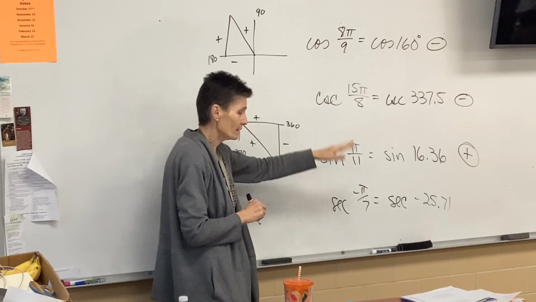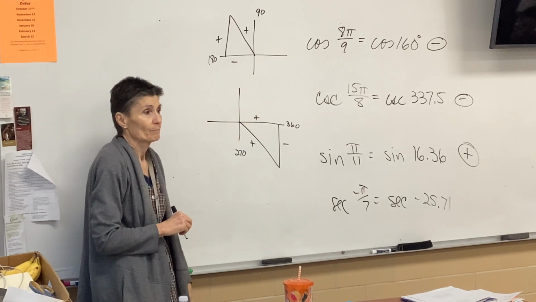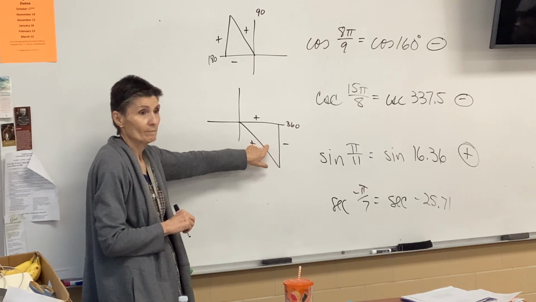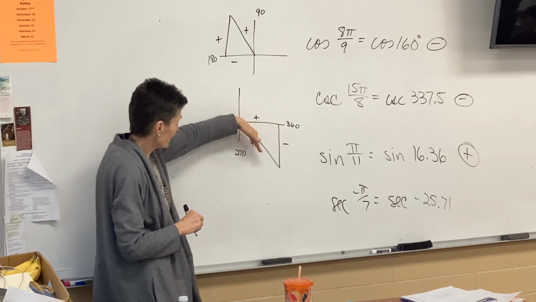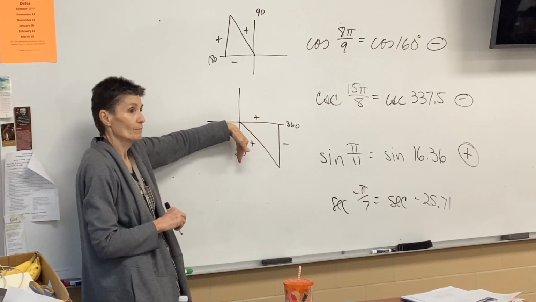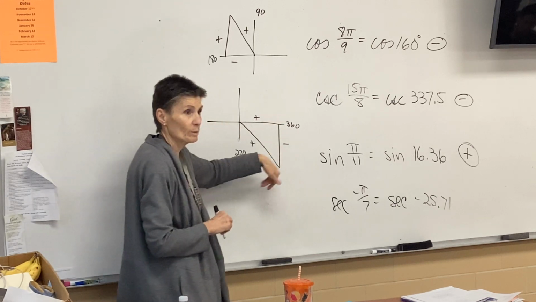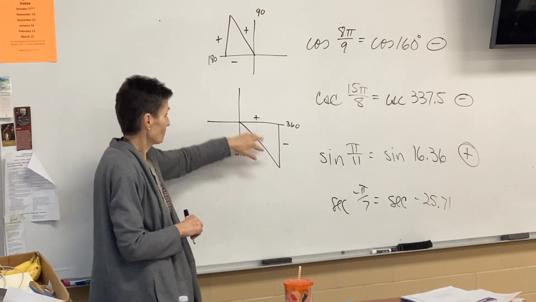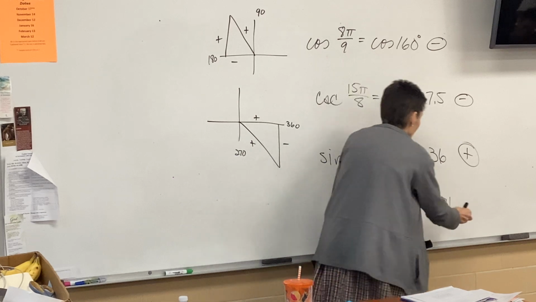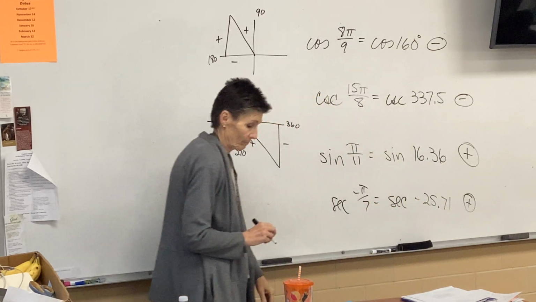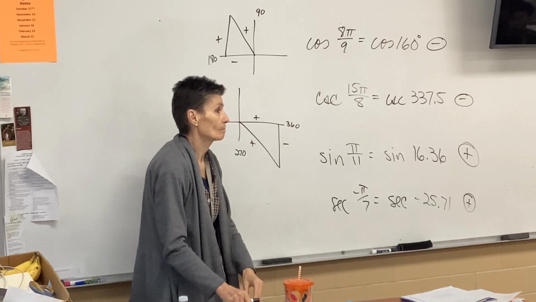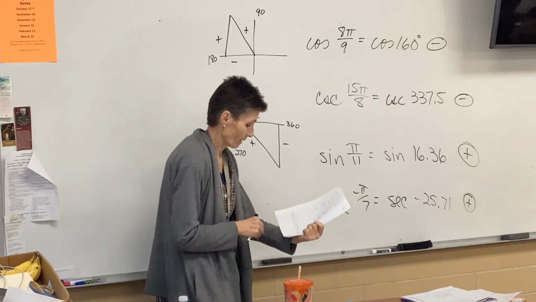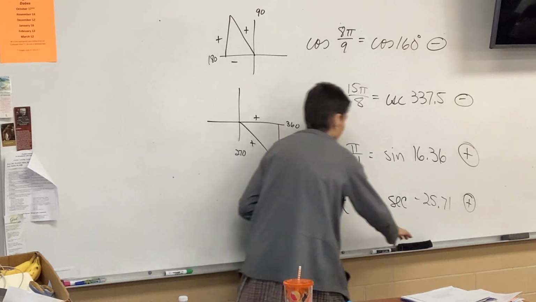And where's negative 25? Quadrant 4. Remember, this is 0. Negative wise, this would be negative 90. And negative 25 is in between 0 and negative 90. So I'm in quadrant 4. And I want the secant. The secant will be positive. Okay.